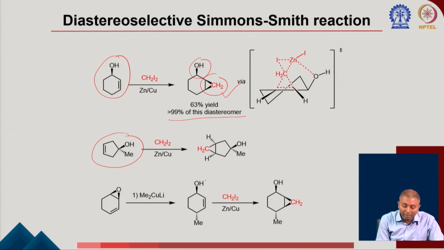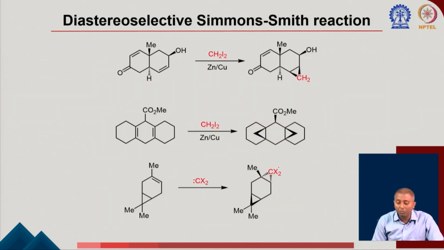Another example here. I think after opening up this epoxide, it forms this compound, which is an allyl alcohol. Again, this OH is acting as a directing group. There are some more examples.